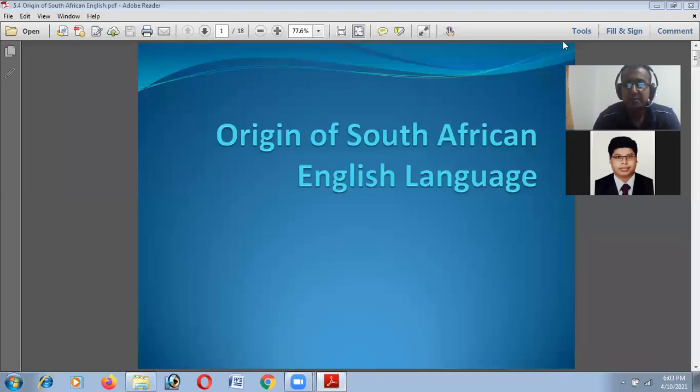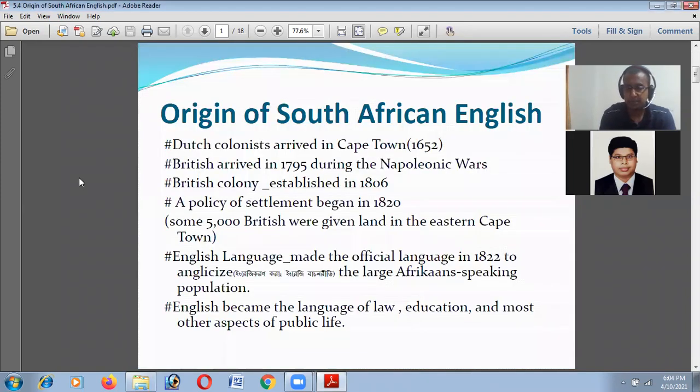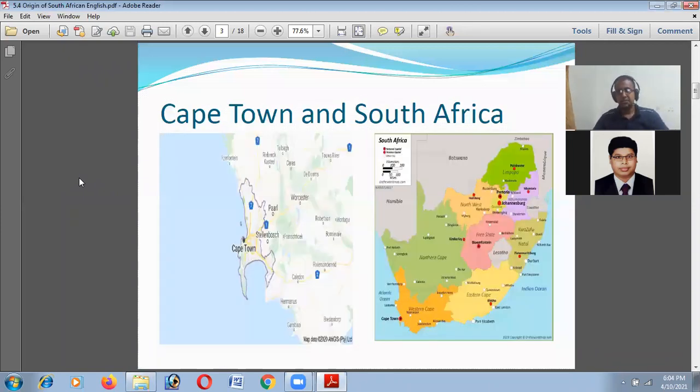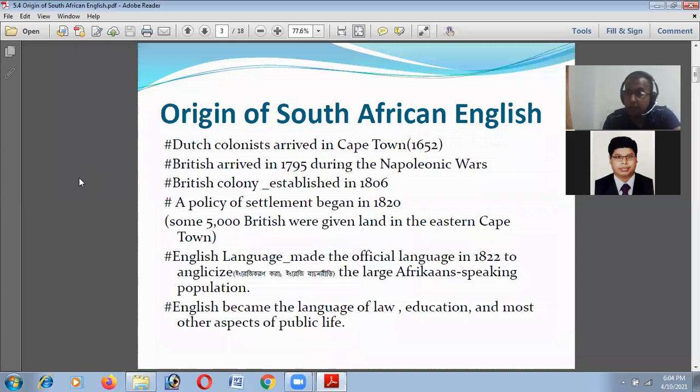To the origin of South African English language. South Africa, we know that South Africa is famous for several things. So this is the map of South Africa and Cape Town. Our concern is how the English language went to South Africa.